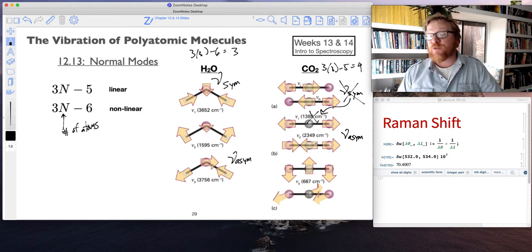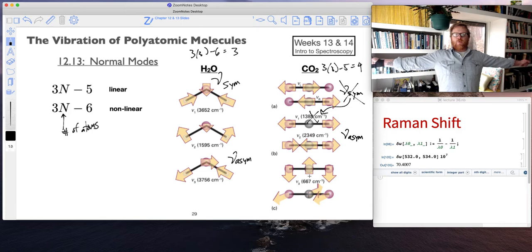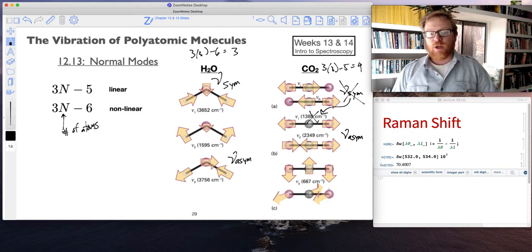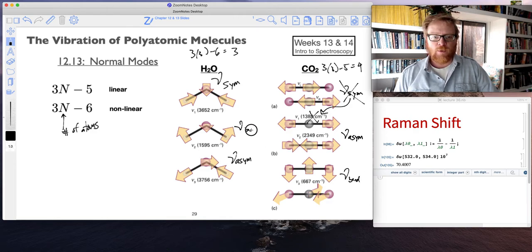But at 2349, that's our big prominent CO2 peak that we see not only in FTIR spectra, but what's also principally responsible for the greenhouse effect. Okay. So that's the strongest line for CO2. And then there's 2 bending motions, right, where I can either do this or this, but because CO2 is linear, those are both degenerate. So let's label that nu bend.